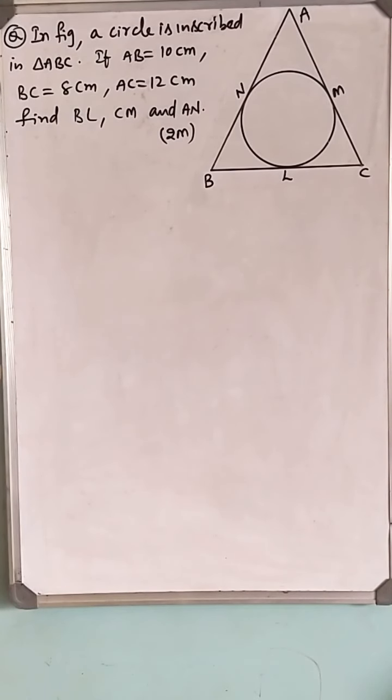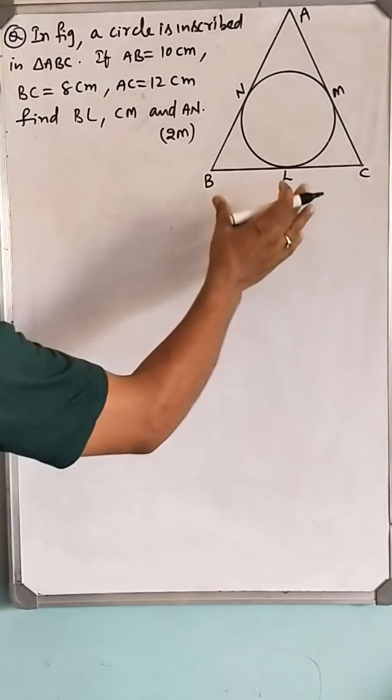Today I have taken a question from the circles. The problem is related to the tangents of a circle. In the figure, a circle is inscribed in triangle ABC. If the sides of triangle AB is equal to 10, BC is equal to 8, AC is equal to 12, find BL, CM and AN. Here you are given the three sides of a triangle.